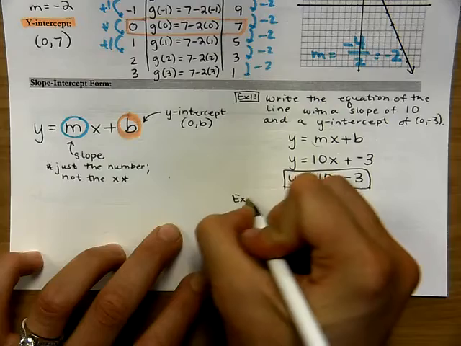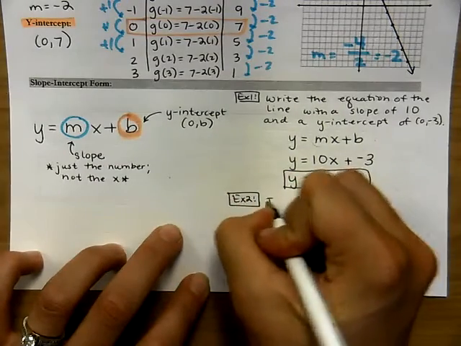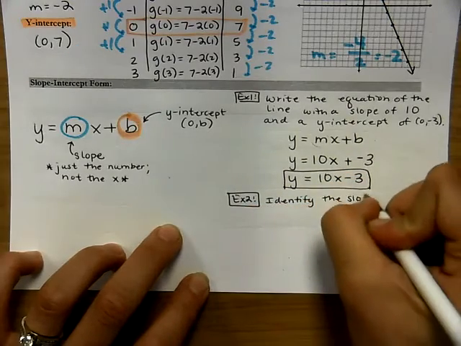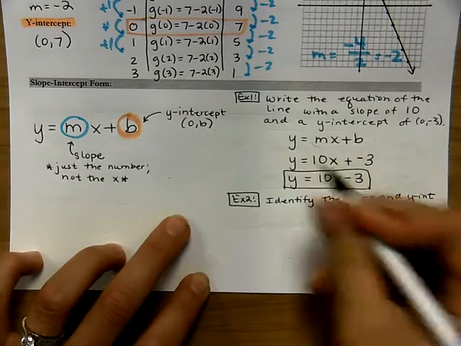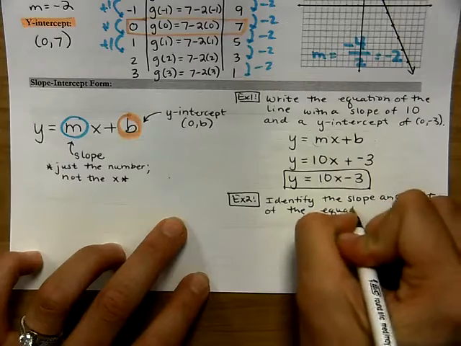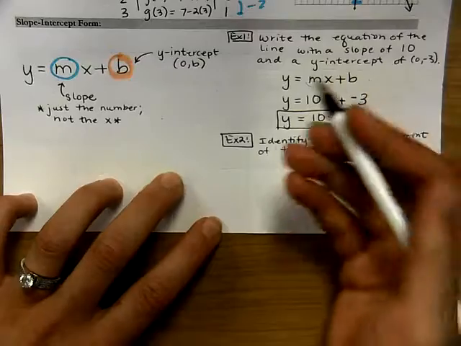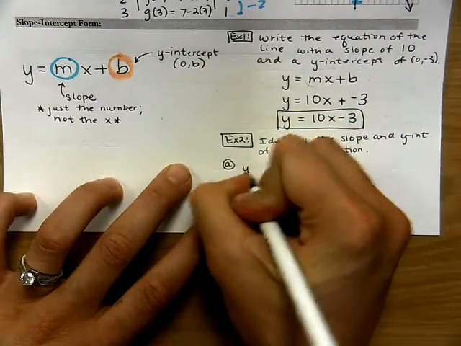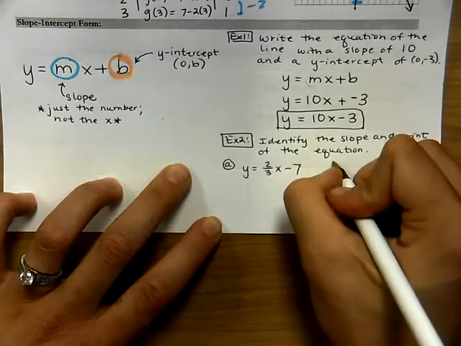Next example, example 2, I want you to identify the slope and y-intercept of the equation. So last time I gave you the slope and the y-intercept, and I wanted you to write the equation. Now I'm going to give you the equation, and I want you to identify the slope and the y-intercept.